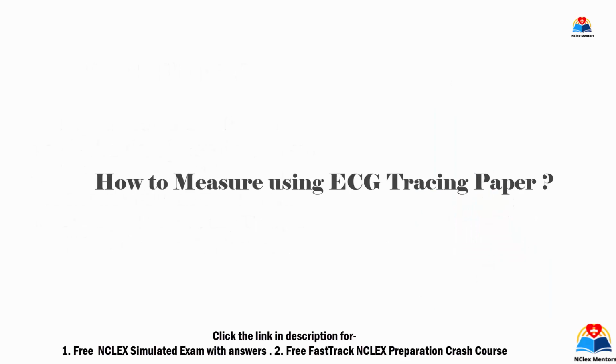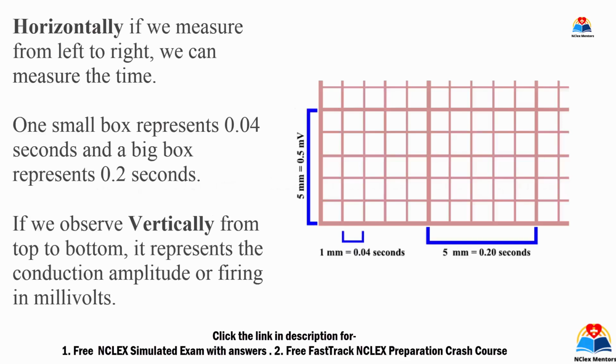Let us now learn how to read and interpret using ECG tracing paper. We are talking about time, but the printed ECG paper can only measure length. Don't worry, the ECG paper is designed to observe two things. First, horizontally, if we measure from left to right, we can measure the time. For example, here in this figure, one small box represents 0.04 seconds and a big box represents 0.2 seconds. If we observe vertically from top to bottom, it represents the conduction amplitude or firing in millivolts.